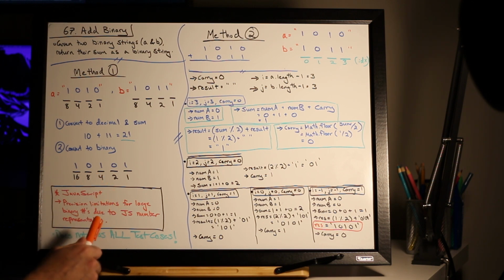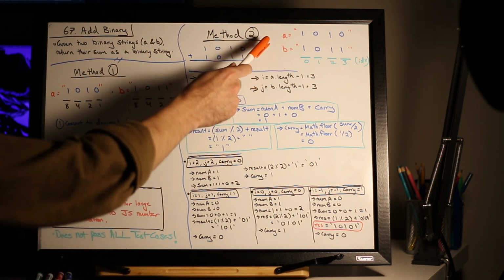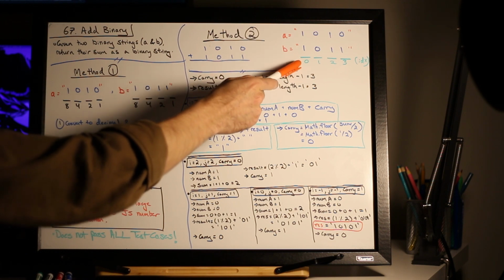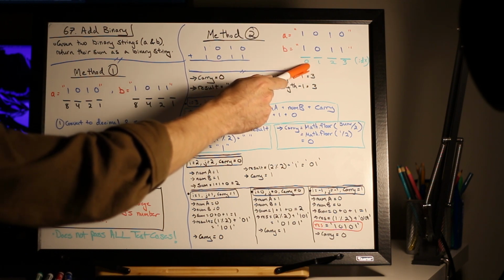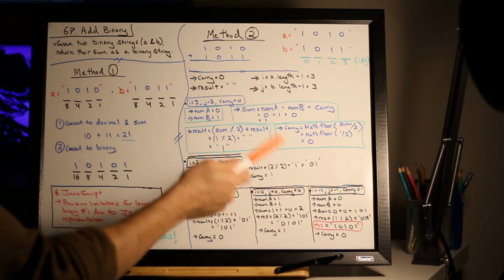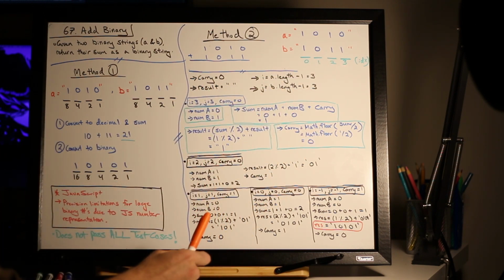I actually ran this on LeetCode and it didn't pass all the test cases, so we're going to need something more compact, and that's where method 2 comes in. For method 2, we're going to use the exact same two binary strings of 1010 and 1011. However, right here I just want to clear up that these are indexes underneath in green. That's going to be important for later, just to help us keep track of the position.